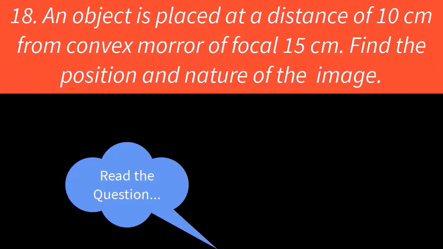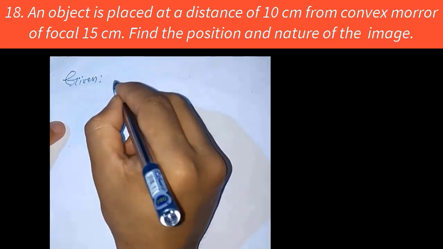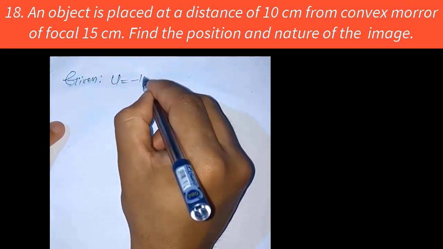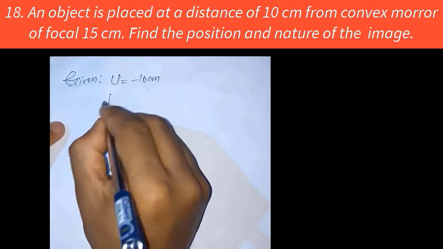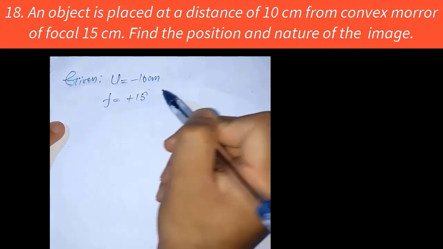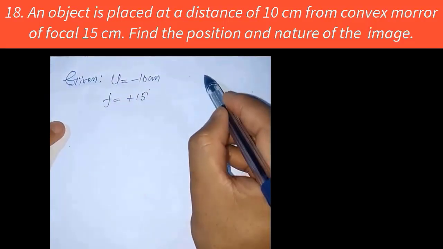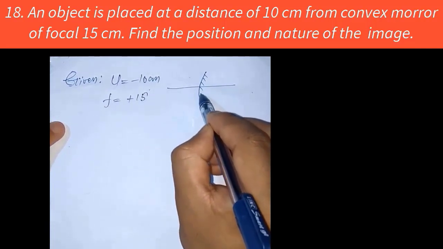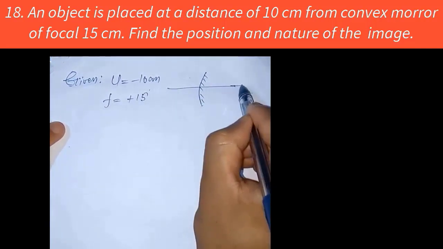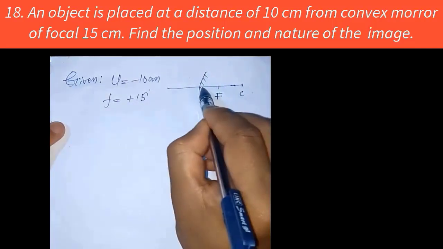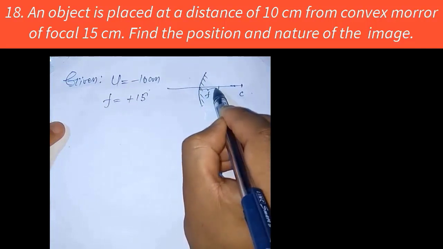In question number 18, we have to find the position and nature of the image. Given, object distance is always negative, it will be 10 cm, and focal length is positive 50. Okay, why is it positive? It is a convex mirror. So this is the convex mirror, then you will see that the center of curvature is this side, and then focus is this one. So focal length is this one, it will be positive, right?